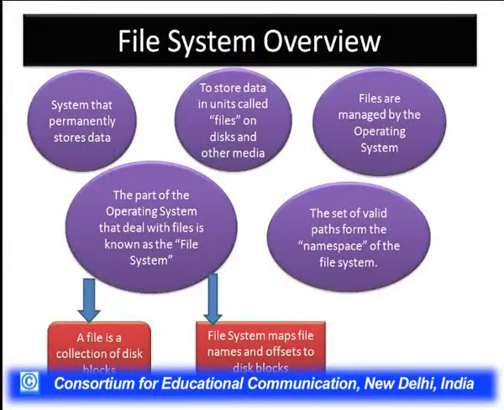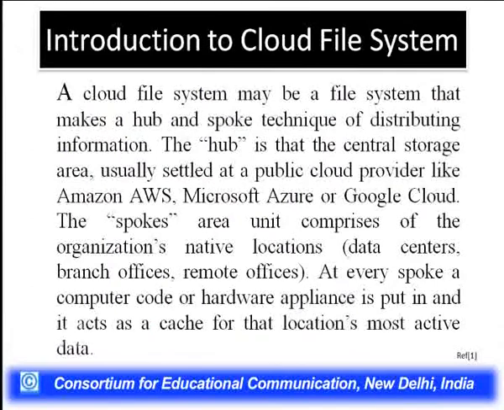A file is basically a collection of disk blocks, and the file system maps the file names and the offsets to the disk blocks. So basically a file system is a storage mechanism of files on your system. So how the files are particularly stored in relation to cloud, and how does a cloud file system looks like, this is what we are going to discuss.